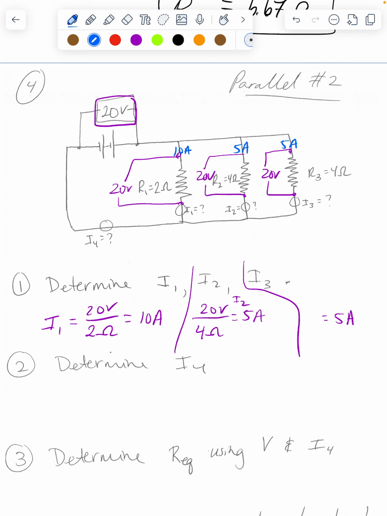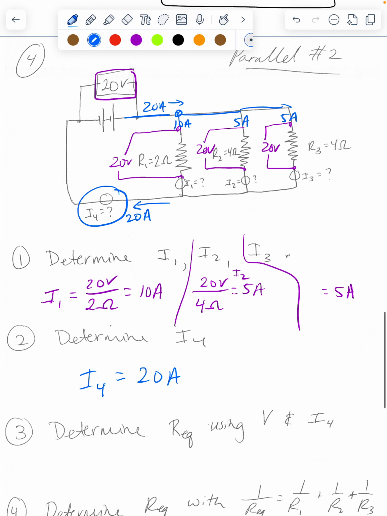So in total, I4, what do I have out here? Well, I4 is one of the places where all the paths have come back together. And so I4 should equal 20 amps. So the paths are all together here. Then this is the junction where they split. There's actually sort of multiple junctions, but there's 20 amps that go into those junctions. And so when they come back out, it has to be 20 amps again. That's the combined current.